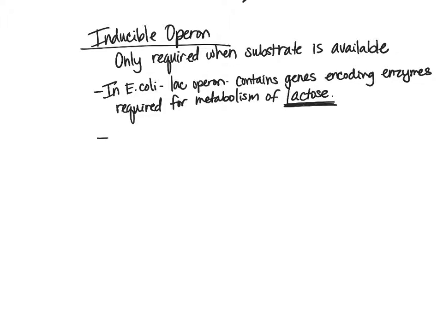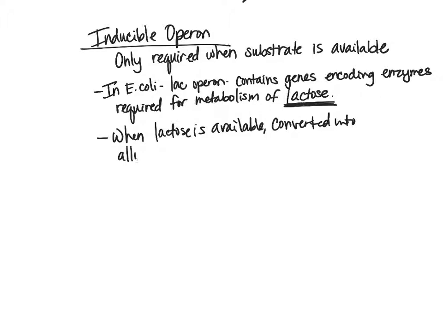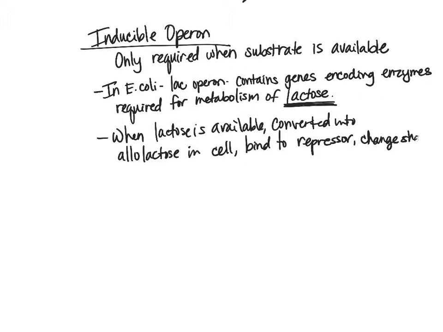So when lactose is available, it is converted into allolactose in the cell, and then that's going to bind to that repressor. So again, we're talking about a repressor. We're going to bind to that repressor, then that's going to change shape, and then it will fall off like we saw before.